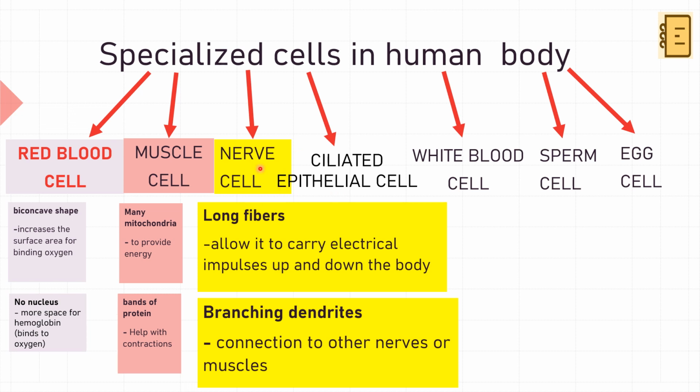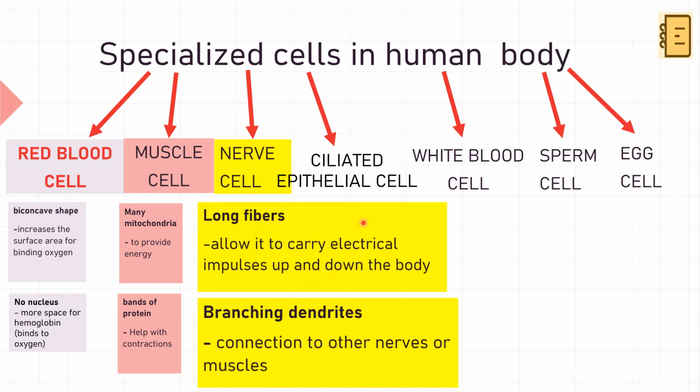So to summarize, what adaptations does a nerve cell need to have? They need to have long fibers. Why? These long fibers allow them to carry electrical impulses up and down the body. What else do they need? They need branching dendrites. Why? Because these are connections to other nerves or muscles. So one more time, they need long fibers and branching dendrites.